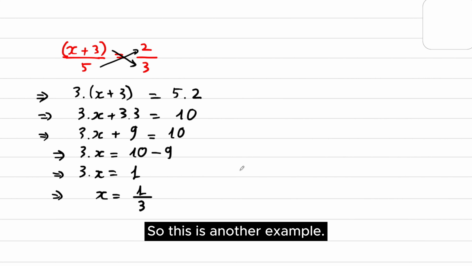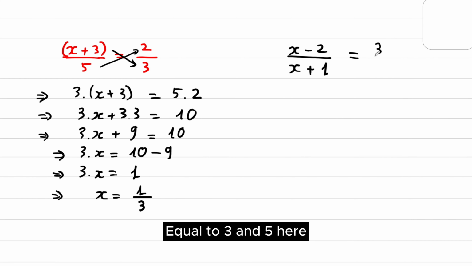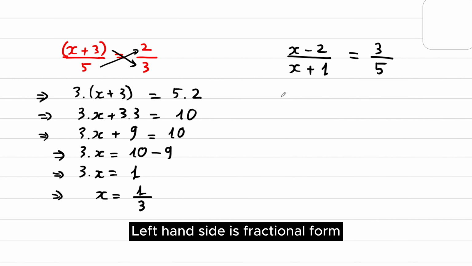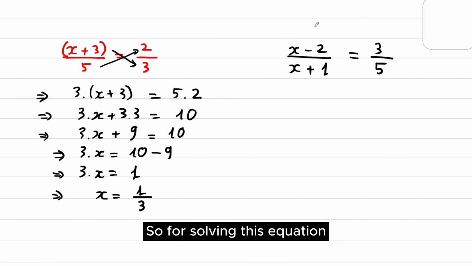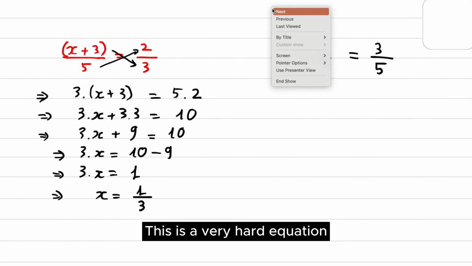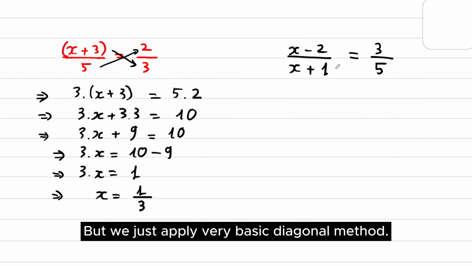So this is another example. For this one, you can do it like this. We have this, and you get this one equal to 3 and 5 here. A little bit complicated, but you can see now we just have a fractional equation. The left-hand side is in fractional form and the other side is in fractional form. This is a very hard equation, but we just apply the very basic diagonal method.